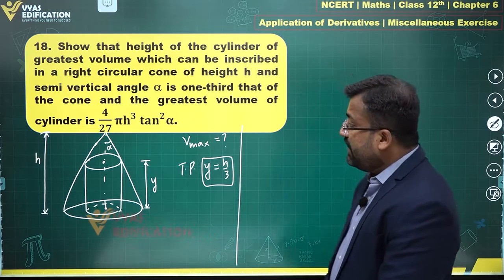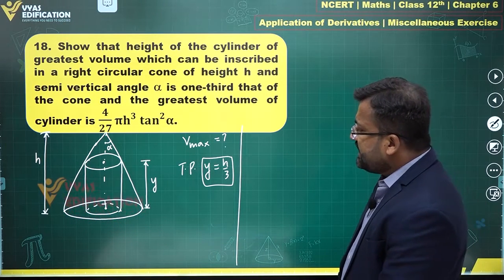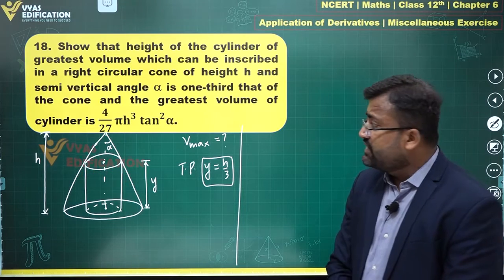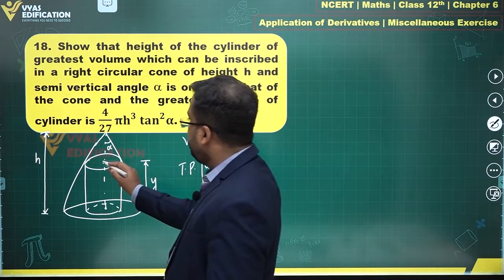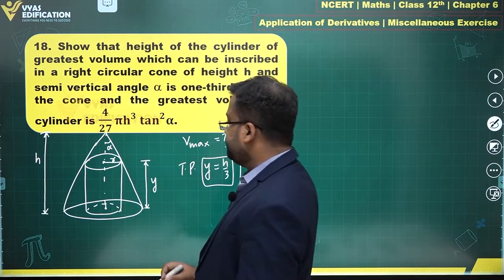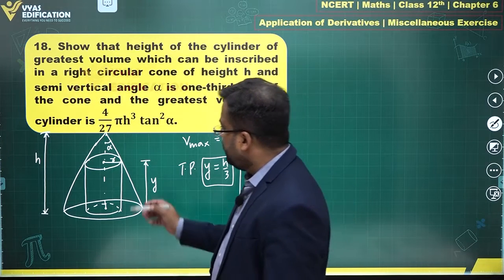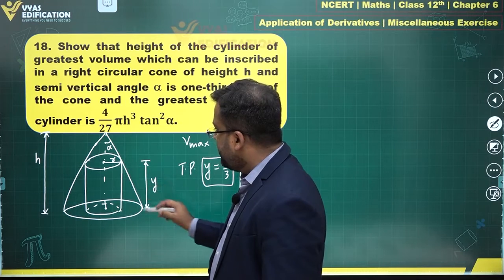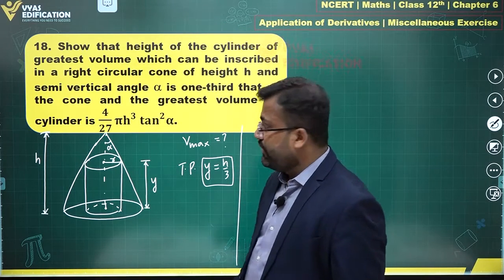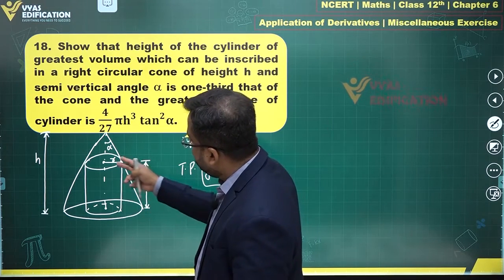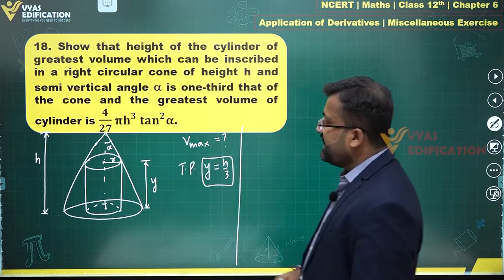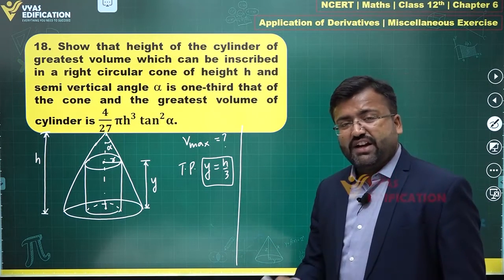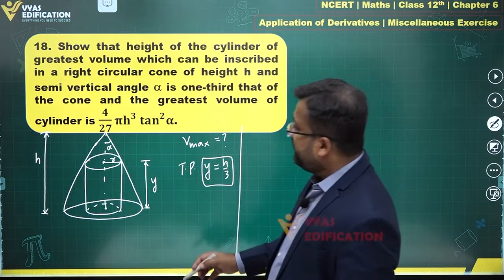Now how will we deal with this question? For the cylinder and its volume, we need the radius of the cylinder as well, right? Let's call this small r, the radius of the cylinder, and the height is y. Do we have some relation between this r and y in terms of alpha? Yes, alpha and h are known, so alpha and h are constants for us. We can easily find a relation between them.